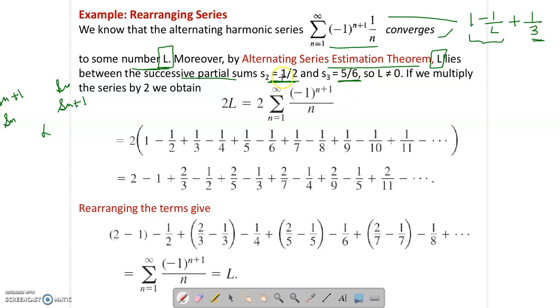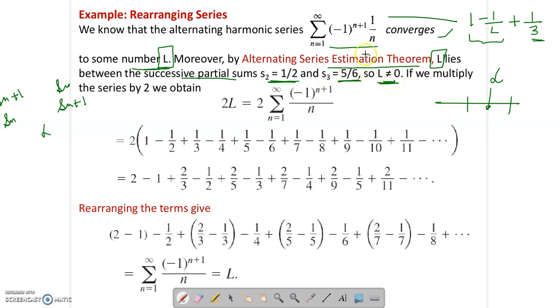right? Since S2 is 1 by 2 and S3 is 5 by 6, L cannot be 0. Right? L has to lie somewhere between 1 by 2 and 5 by 6. Right? L will lie somewhere between. So L cannot be 0.